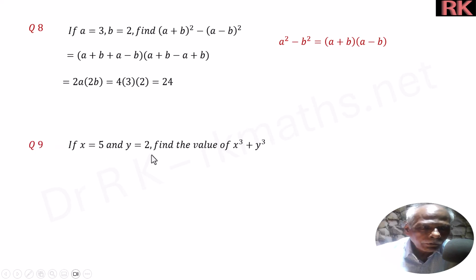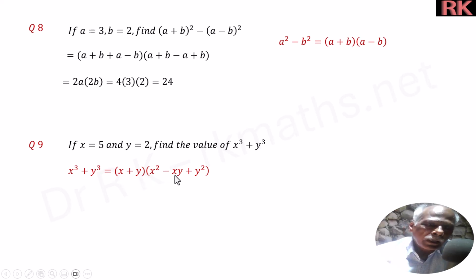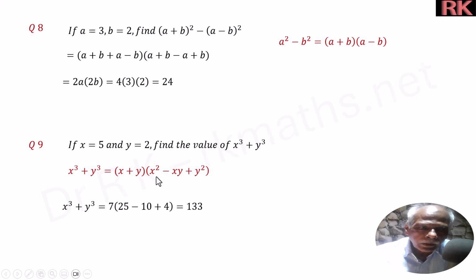If x is equal to 5 and y is equal to 2, find the value of x³ + y³. The identity is x³ + y³ is equal to (x + y)(x² − xy + y²). Substitute, x + y is 7, x² is 25, y² is 4, minus xy is 10. Therefore, the answer is 133.